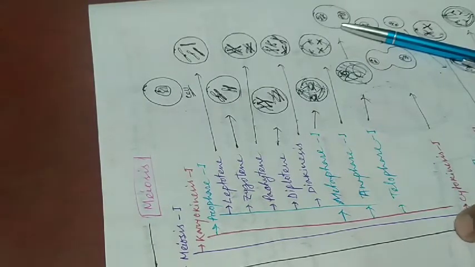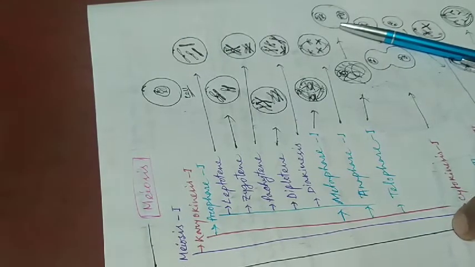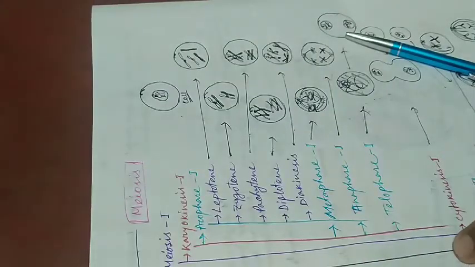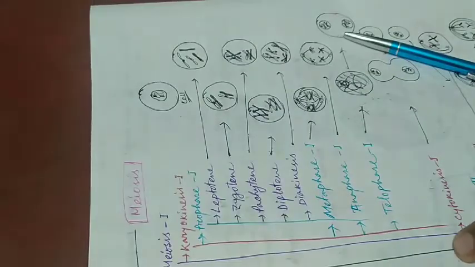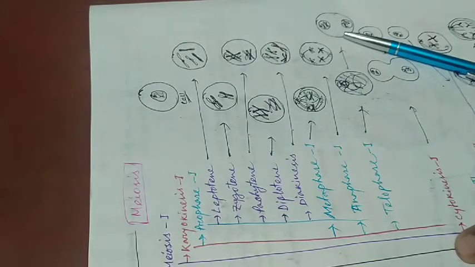The homologous chromosomes come closer to each other and pair with the help of the synaptonemal complex. The process of pairing of two homologous chromosomes is called synapsis. In synapsis, a special protein takes part, called the synaptonemal complex. By the help of the synaptonemal complex, two homologous chromosomes will pair.